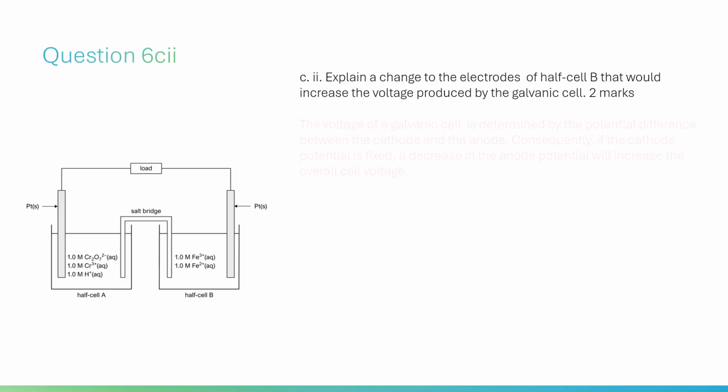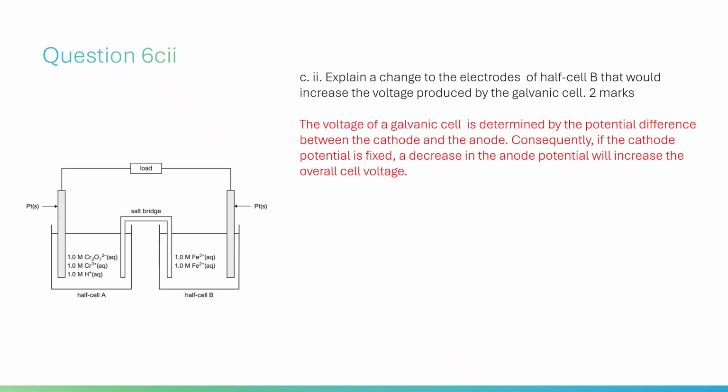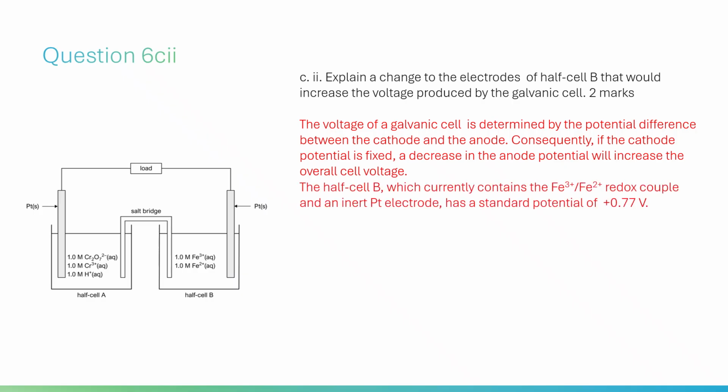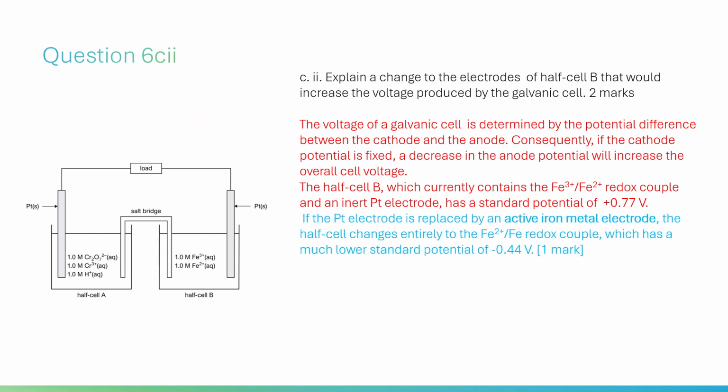The voltage of a galvanic cell is determined by the potential difference between the cathode and the anode. Consequently, if the cathode potential is fixed, a decrease in the anode potential will increase the overall cell voltage. The half cell B, which currently contains the Fe3+, Fe2+ redox couple, and an inert Pt electrode, has a standard potential of +0.77 V. If the Pt electrode is replaced by an active iron metal electrode, the half cell changes entirely to the Fe2+, Fe redox couple, which has a much lower standard potential of -0.44 V.